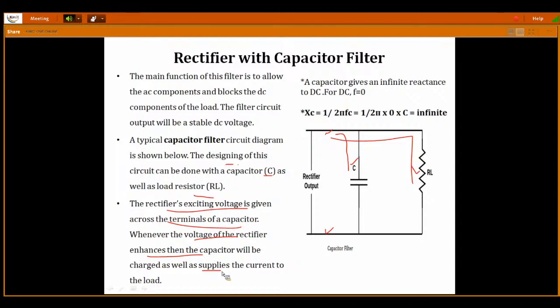This is a simple capacitor filter circuit diagram. Now, what is a capacitor filter? It is a capacitor and a load resistance connected in parallel. The input of this capacitor is nothing but the output of the rectifier. You are directly connecting it to the capacitor. This is a simple capacitor filter circuit diagram.